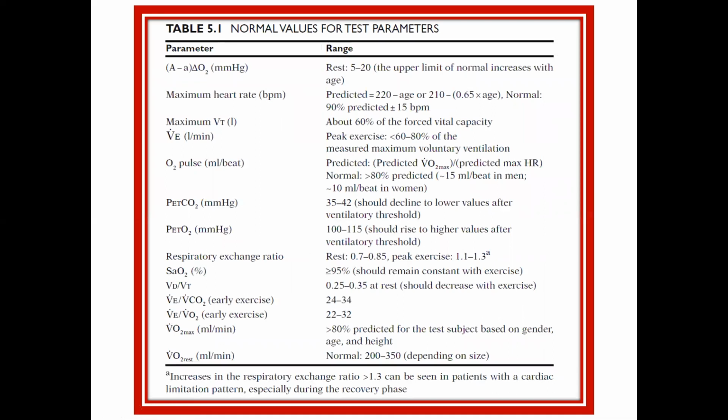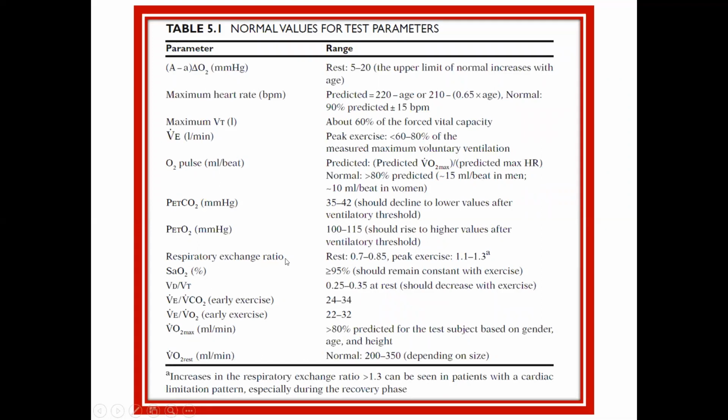Okay, so let's just recap some of the things. I told you that your O2 pulse, normal, in men is greater than 15 mLs per beat, and in women greater than 10 mLs per beat. But if your O2 pulse is less than 10 mLs per beat, it is very abnormal. PET CO2 with exercise will decline, right? Once you hit ventilatory threshold, your minute ventilation will go up and your PET CO2, or end-tidal CO2, will start decreasing. Your end-tidal O2 will start increasing with ventilatory threshold.